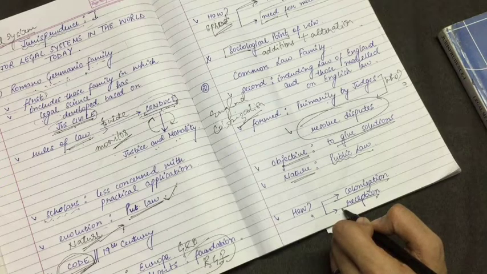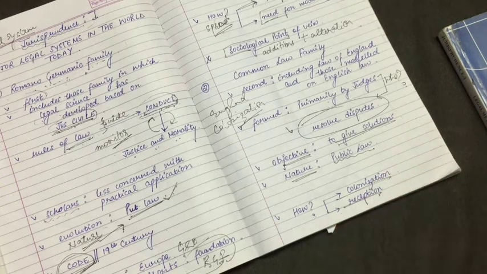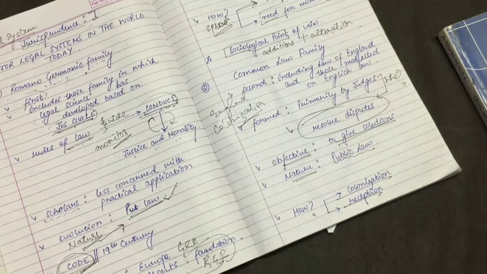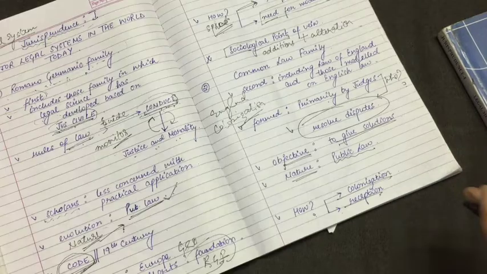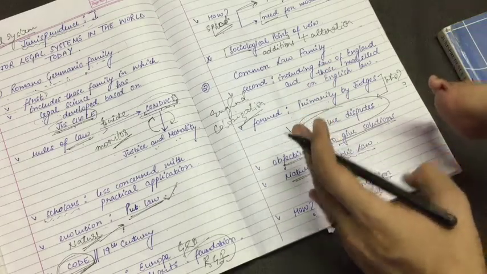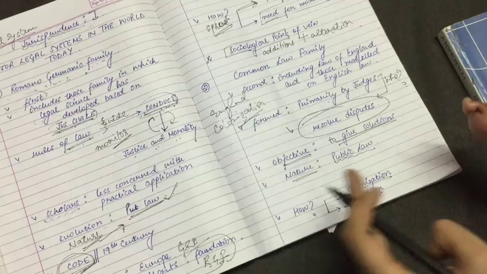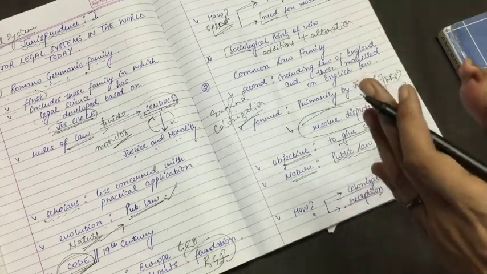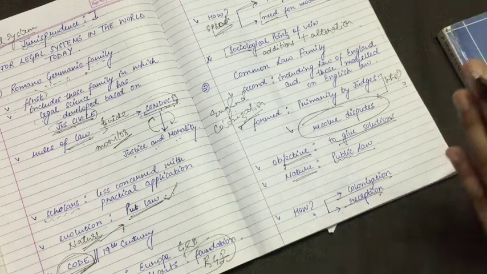As far as the perspective on reception is concerned, it is the same as the Romano-Germanic family: the countries that adopted the common law system made their own additions as well as their own alterations suited to their social atmosphere.